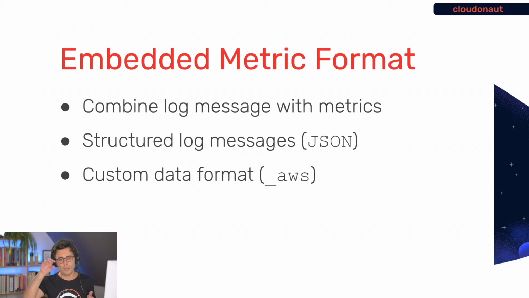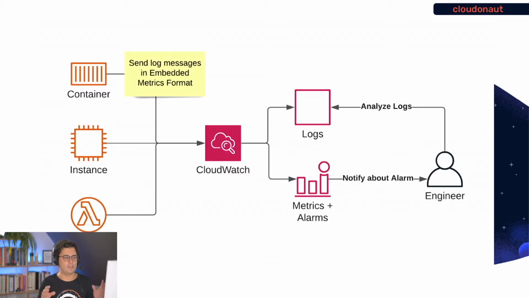So you log a JSON message that could have a human readable part as well, but then you have structured data that is in a format that AWS understands, and especially the CloudWatch logs service understands. That is what this is all about. You really combine those things together, and that's the whole thing. So let's have a look at this diagram.